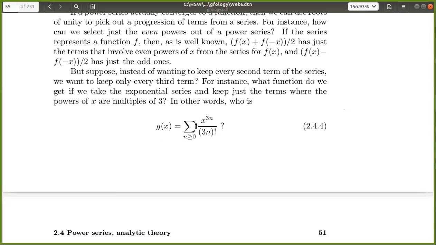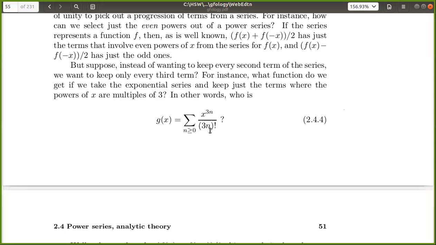So if g(x) is summation x raised to 3n over 3n factorial, instead of n, I only want to collect the coefficients of x raised to 3n over 3n factorial. So this is an exponential generating function, if you would have noticed, not an ordinary one. Right, Saham?